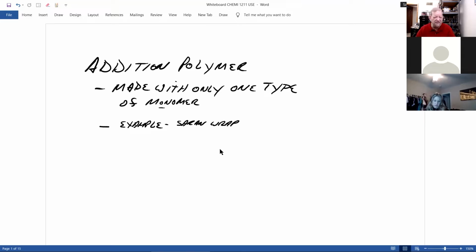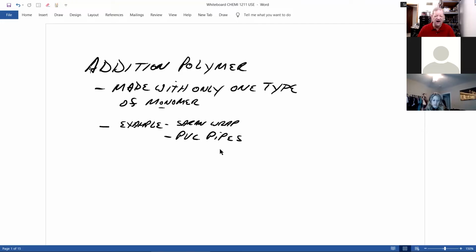Another example is your PVC pipes. Those are examples of addition polymers. So if I ask on a test, give an example of an addition polymer, there you go.